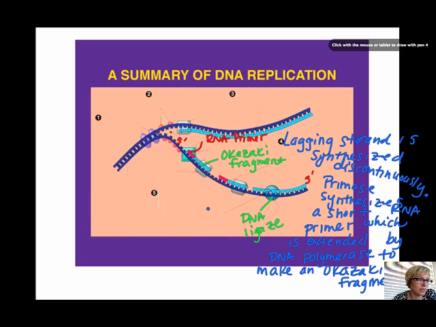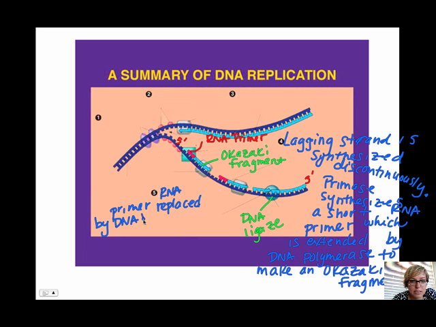So let's write that out for step number 5. RNA primer is replaced by DNA nucleotides. And DNA ligase joins together Okazaki fragments.